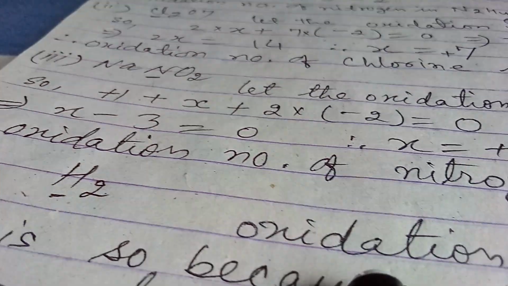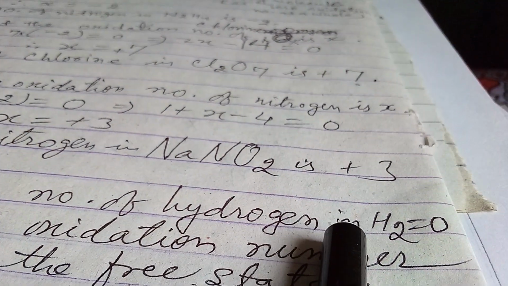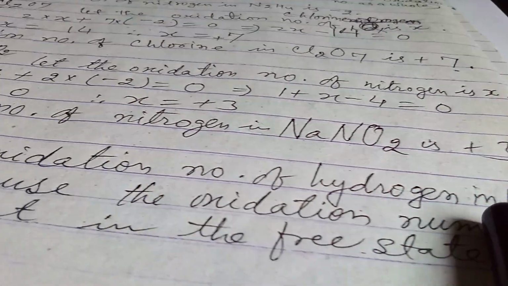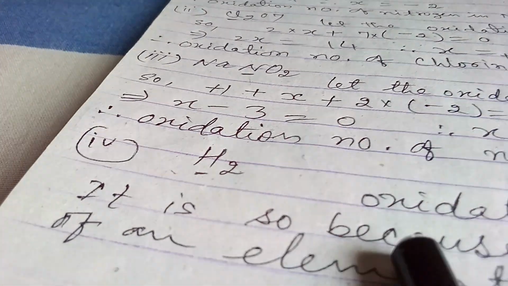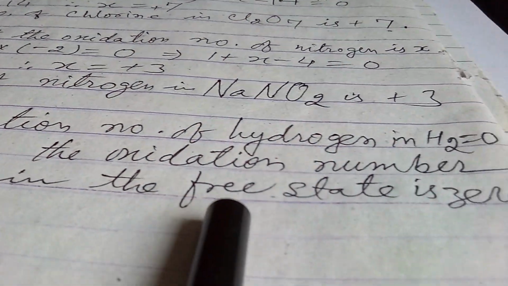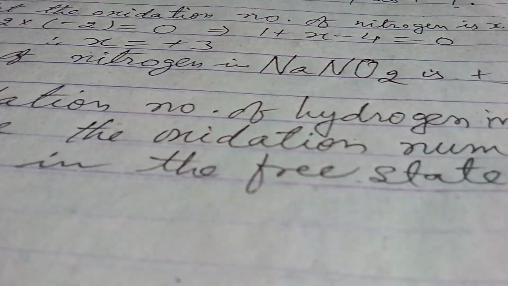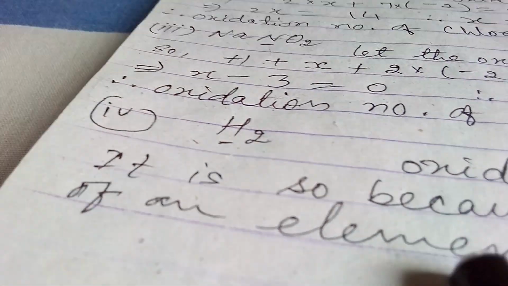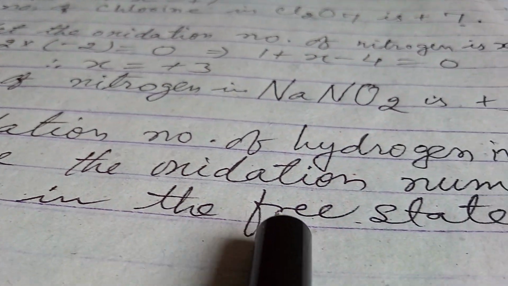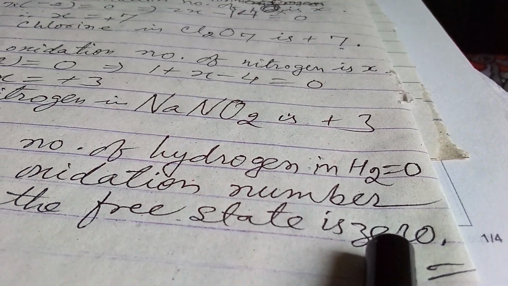Now H2, here the oxidation number of hydrogen in H2 is 0. It is so because the oxidation number of an element in the free state is 0, and that's why it is 0.